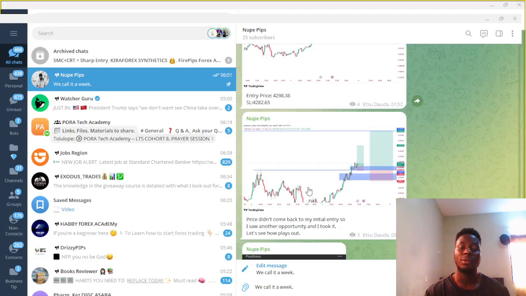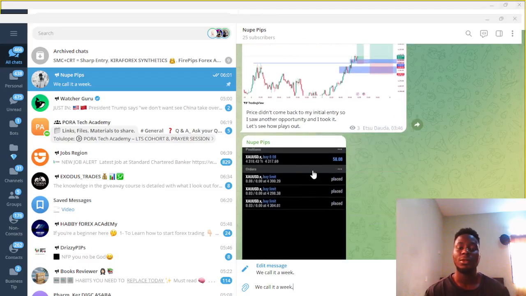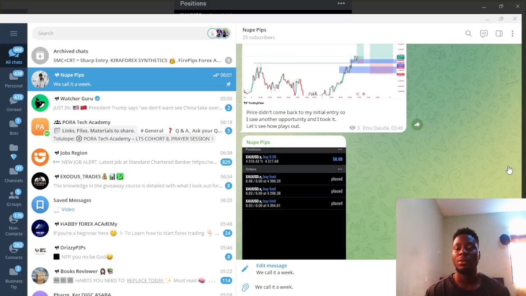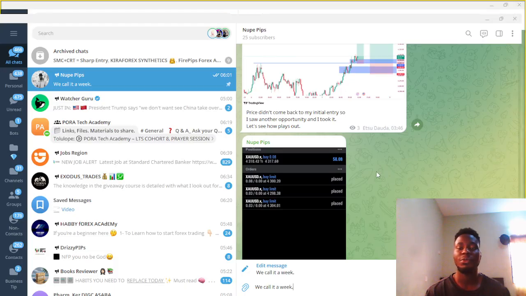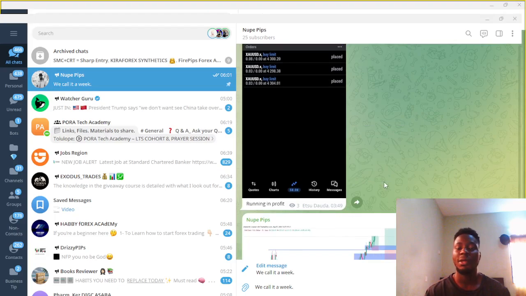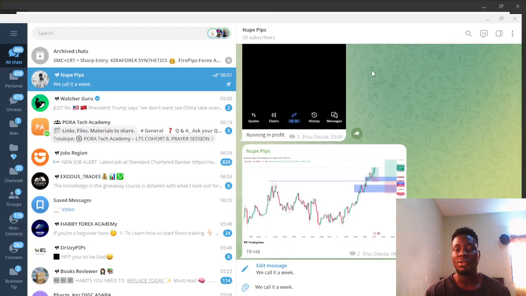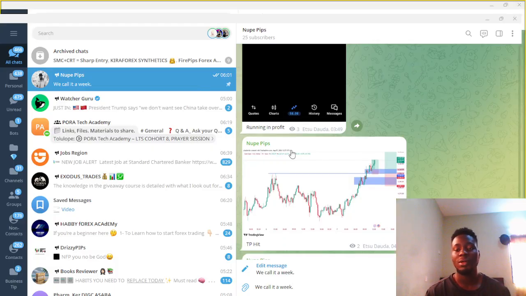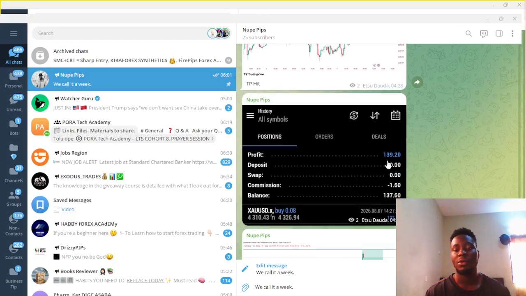Then okay, this was when the trade was moving in profit immediately after my entry, and this was when it hit my TP. Then immediately after hitting TP here, price retraced. That's pre NFP. I was risking $70, targeting two. That was 1:2.